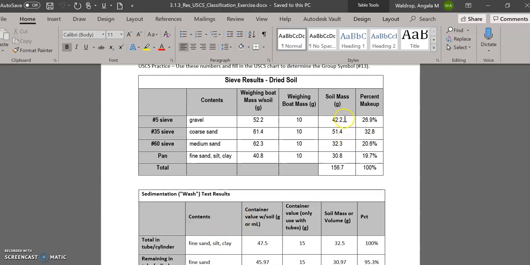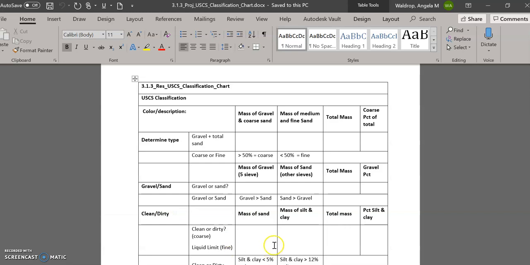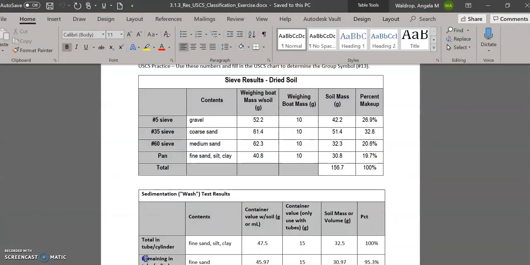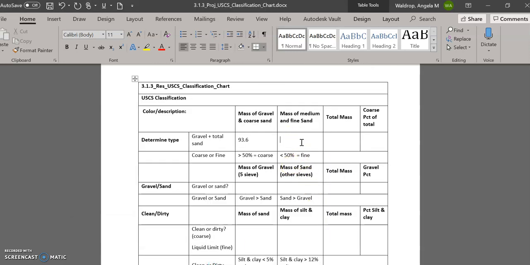Now we're going to take the gravel mass, this 42.2, and the coarse sand, 51.4, and add them together and put them in a particular location. And that sum is 93.6. Okay, the medium sand, 32.3, is added with the fine sand, 30.8, and placed here. That number is 63.1. Then we're going to put the total, and that's going to be 156.7.